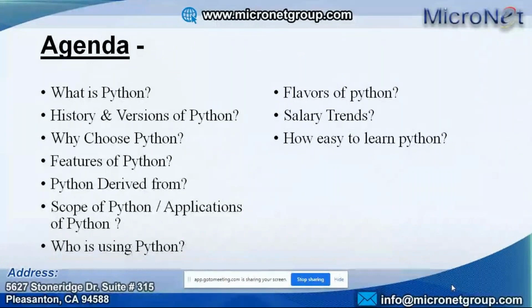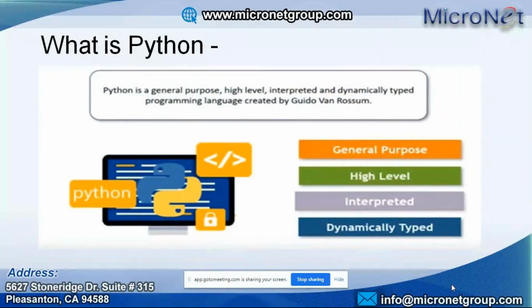Let's start now. So what exactly is Python? Python is a general purpose, high level, interpreted, dynamically typed programming language which was created by Guido van Rossum. Now we will try to understand one by one what exactly general purpose means, what exactly high level means, and what interpreted and dynamically typed mean.